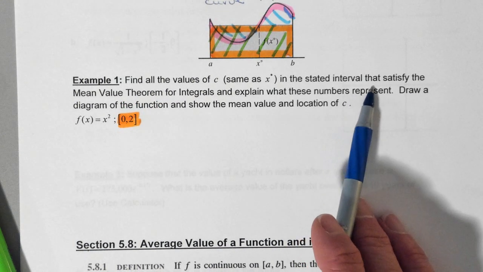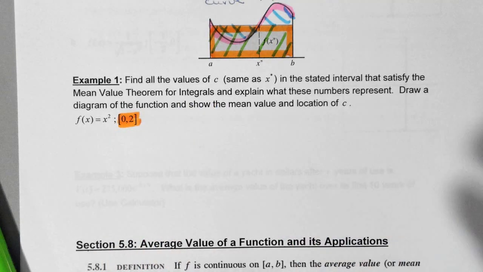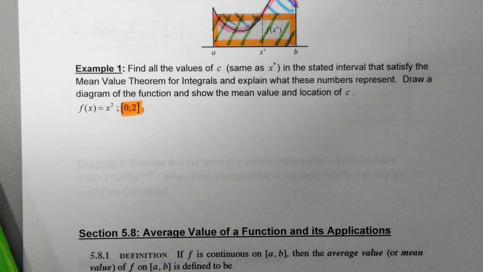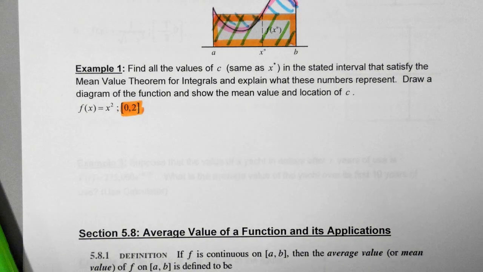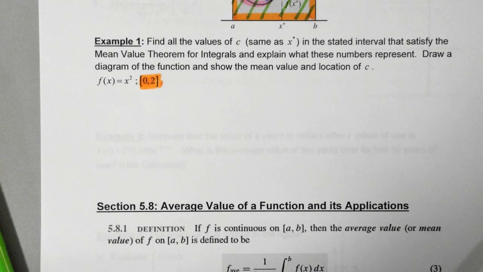So it says that we want to satisfy the mean value theorem for integrals and then explain what these numbers represent. I'm not going to ask that you draw the diagram because we typically don't ask you for that. I'm going to show you what the diagram looks like and how it is similar to something like this, because this is what we're looking for. So what is the process?